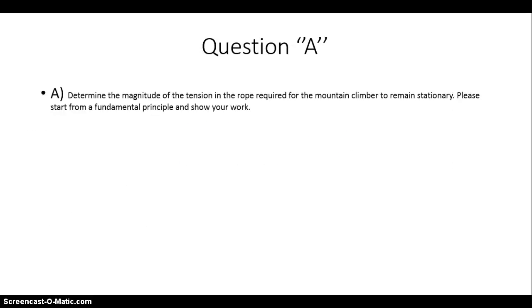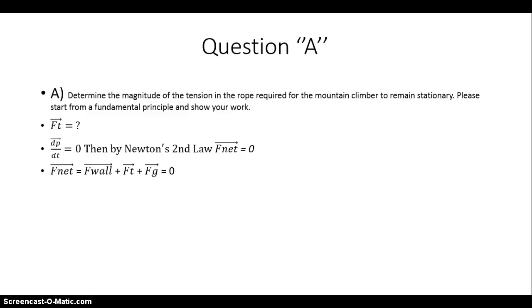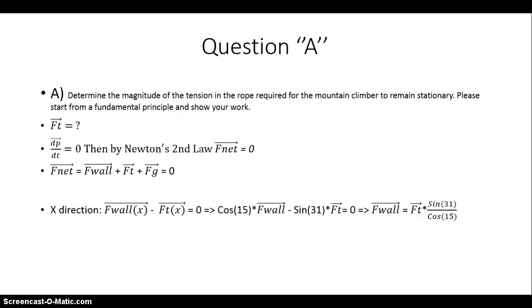Question A says that we need to determine the magnitude of the tension in the rope required for the mountain climber to remain stationary, and we need to start from a fundamental principle. So we don't know what Ft is. We start from a fundamental principle, saying that dp/dt equals 0 because there is no movement. Then, by Newton's second law, we know that F net equals 0. We also know that F net equals F wall plus Ft plus Fg. Therefore, all of those summed up are equal to 0.